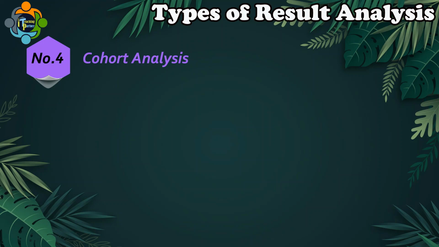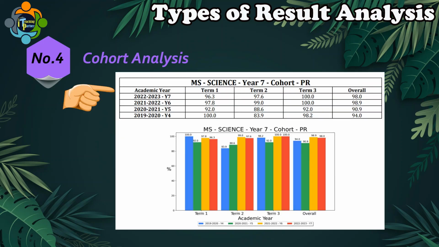Number four, cohort analysis. Cohort result analysis is a type of data analysis that examines the performance of a group or cohort of students over time. It involves tracking a cohort of students from a particular point in time, such as their enrollment in a specific school or program, and analyzing their academic progress and outcomes over a set period.